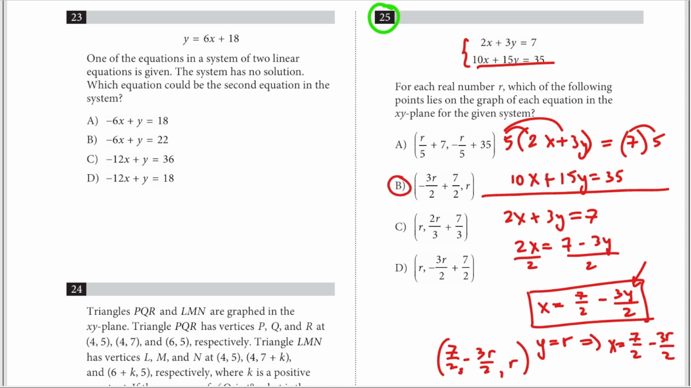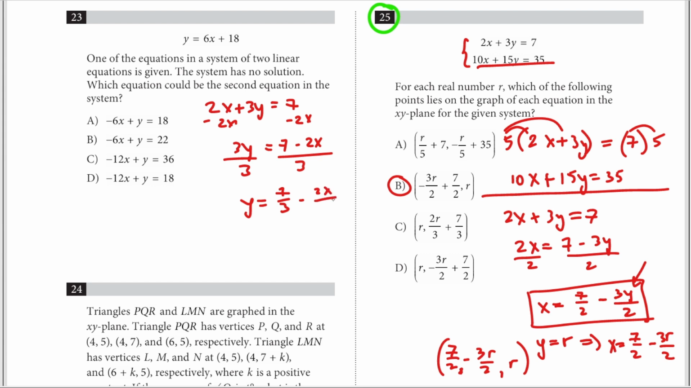Now, we got lucky by solving for x. What if you solved for y? We have 2x plus 3y is equal to 7. So minus 2x, you get 3y is equal to 7 minus 2x. Divide everything by 3, and you get y is equal to 7 thirds minus 2x over 3. Now, in this case, if x is equal to r, then you plug in r and get y equal to 7 thirds minus 2r over 3. Here's a problem. The solution, therefore, is r, comma, 7 thirds minus 2r over 3.